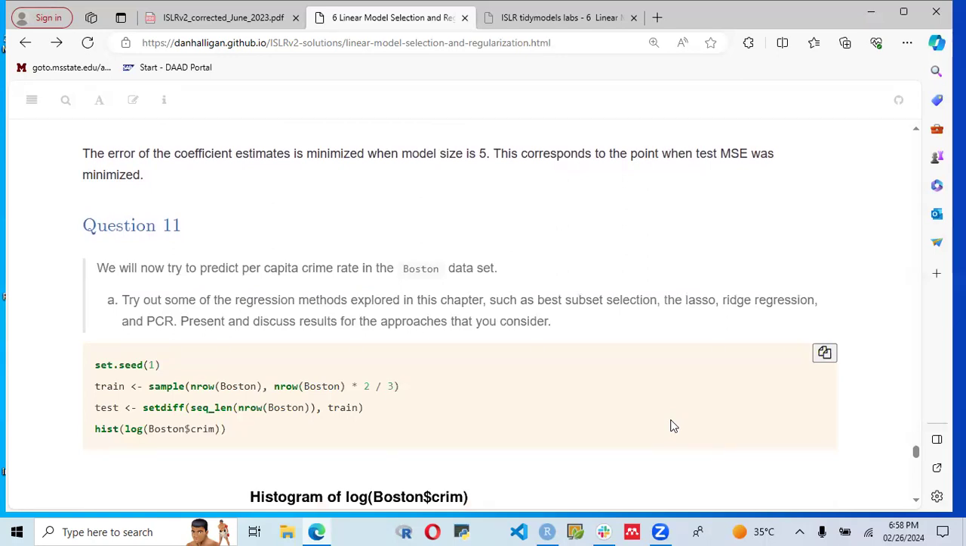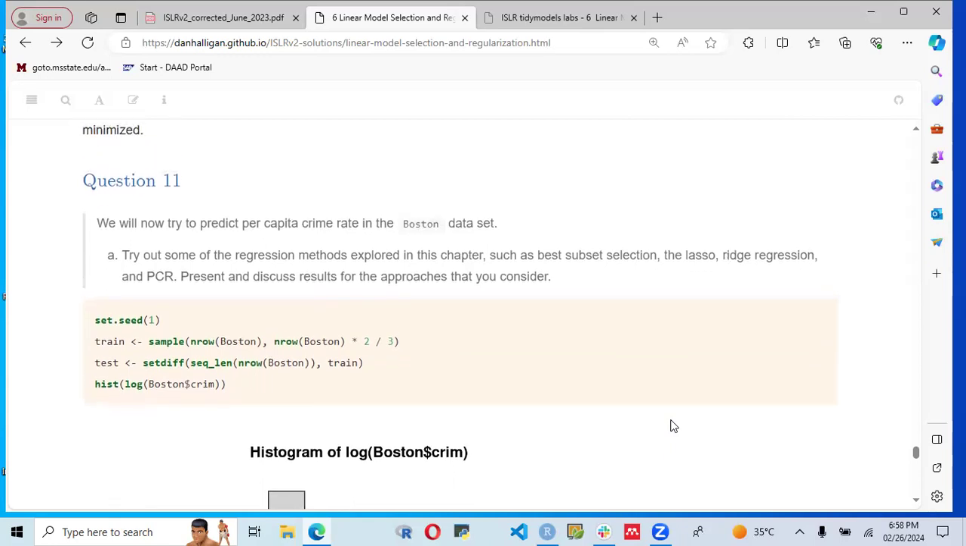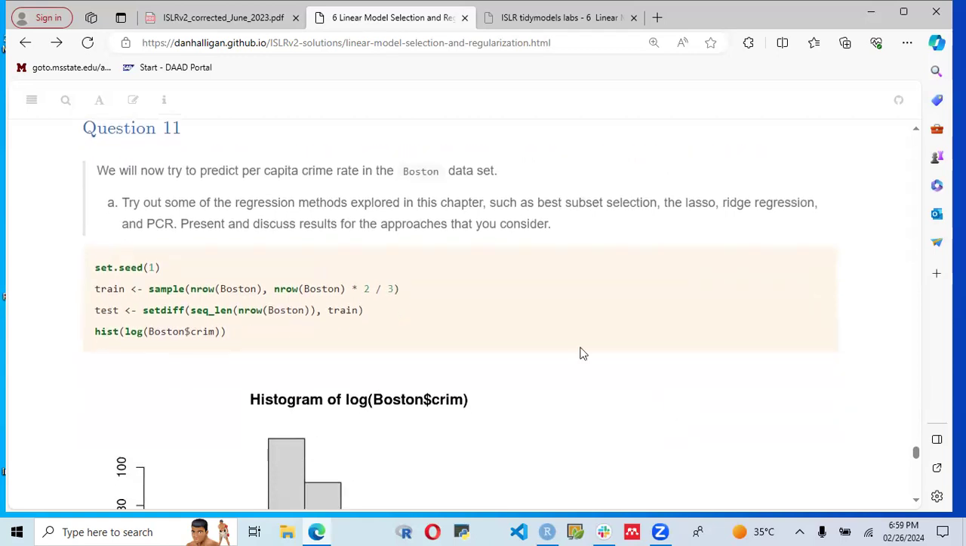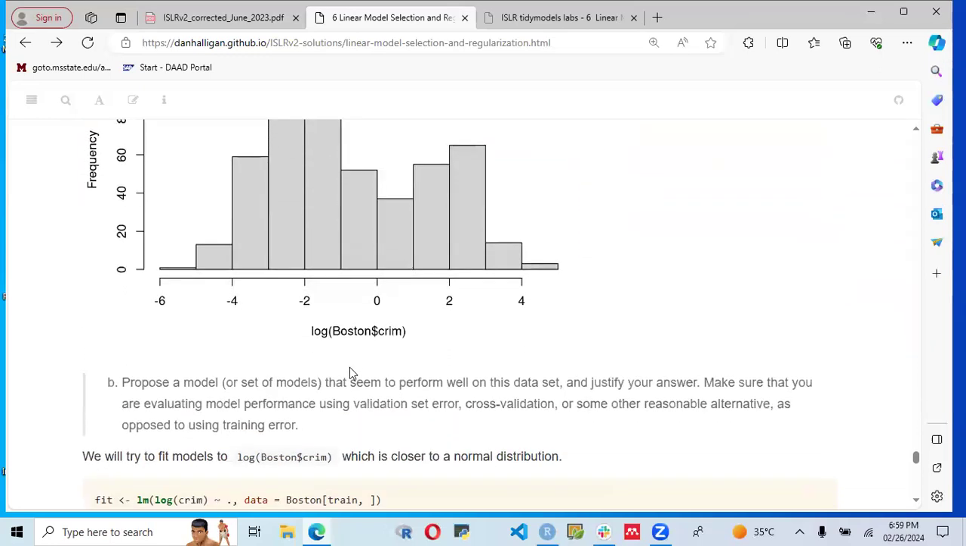Okay, so the last part talks about question 11. It says, we will now try to predict per capita crime rate in the Boston data set. So they say we should try out some of the regression methods explored in this chapter, such as best subset selection, the lasso, ridge regression, principal component regression. Present and discuss results for the approaches that you consider. So we set a random seed, we create an object for the training, we create the test sets, then we just plot the histogram for the crime. So we can look at the distribution.